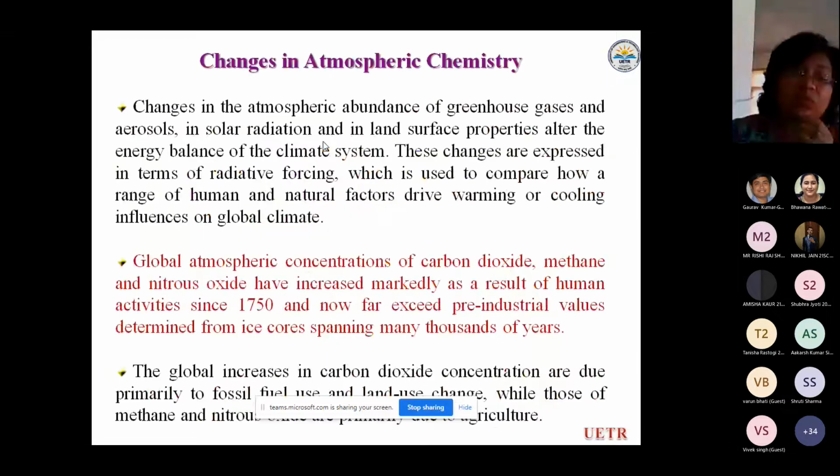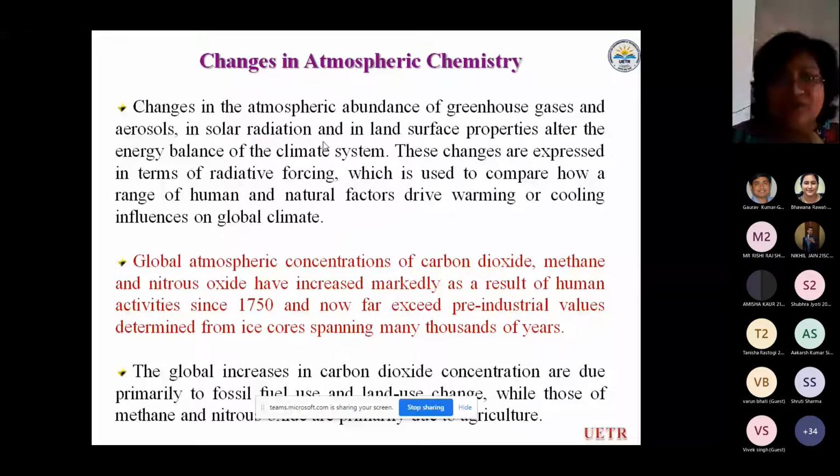Okay, then what changes in the atmospheric chemistry? There is a global increase in carbon dioxide and other gases. I have already told you that in the atmosphere there is a particular composition of all types of gases, but when industrial and urbanization activities release lots of greenhouse gases, they trap all this radiation.